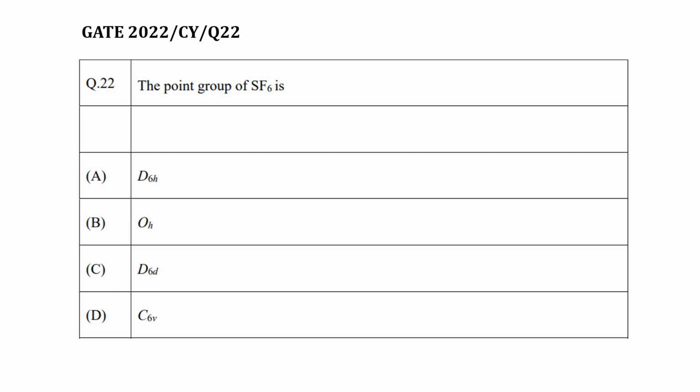Here we are going to discuss question number 22 of GATE 2022 Chemistry. The question is to find out the point group of SF6, and 4 options are given. Let's just check the basics.